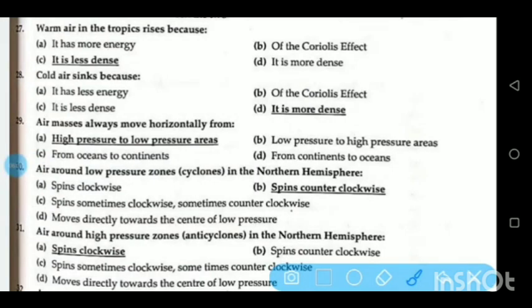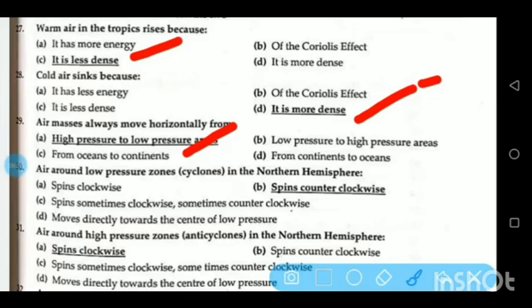Warm air in the tropics rises because it is less dense. Cold air sinks because it is more dense. Air masses always move horizontally from high pressure to low pressure areas.